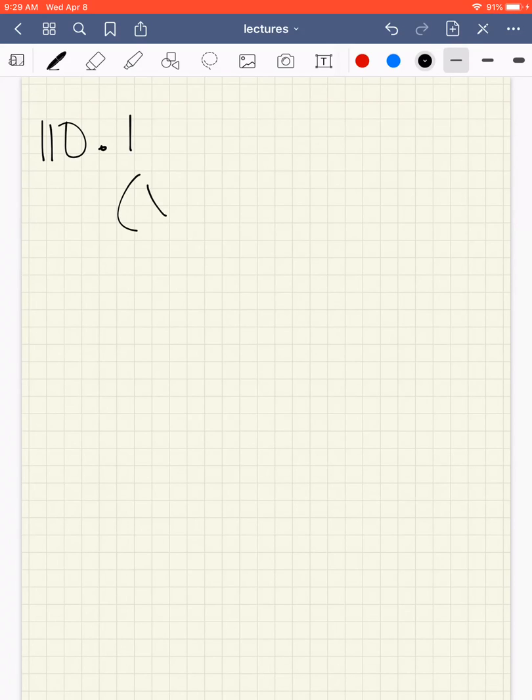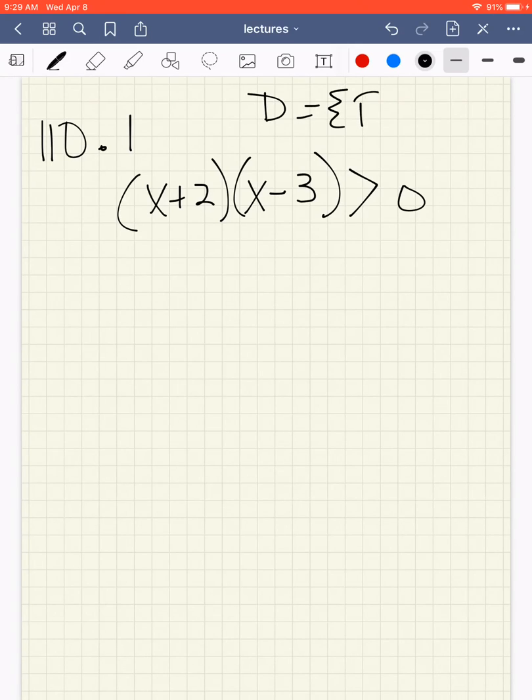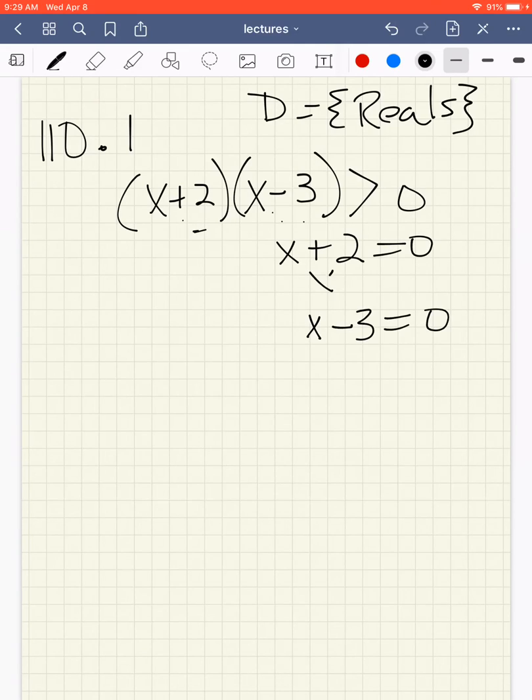So in this particular problem, they've already factored the quadratic for us. And this is a domain of reals, so remember that means we can have open, closed dots, and lines when necessary. So the first thing I want you to do is take each one of these factors and set them equal to 0 to get what we call our critical points. So this one gives me x equals -2. This one gives me x equals 3.